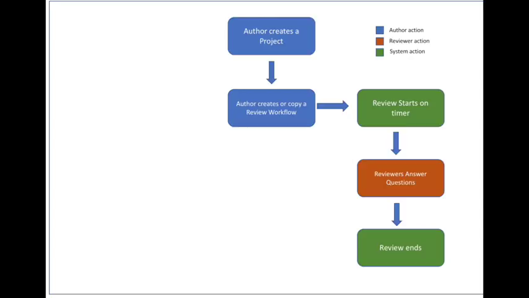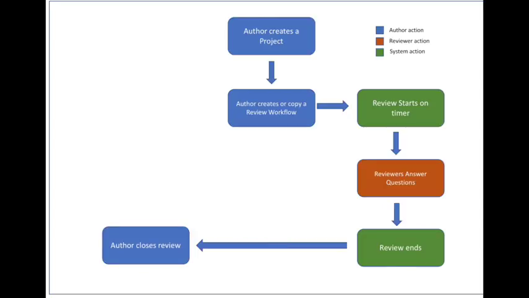The review is ended. If that doesn't happen, the review will always end on the end date, but it may not be that everybody's filled in their forms, and the author now has to make a choice. Do we close the review and go further with the analysis, or do we make one last attempt to get everybody to fill in the questionnaire before we close the review and go on to the analysis? Which is why there's a separate step that the author specifically closes the review.